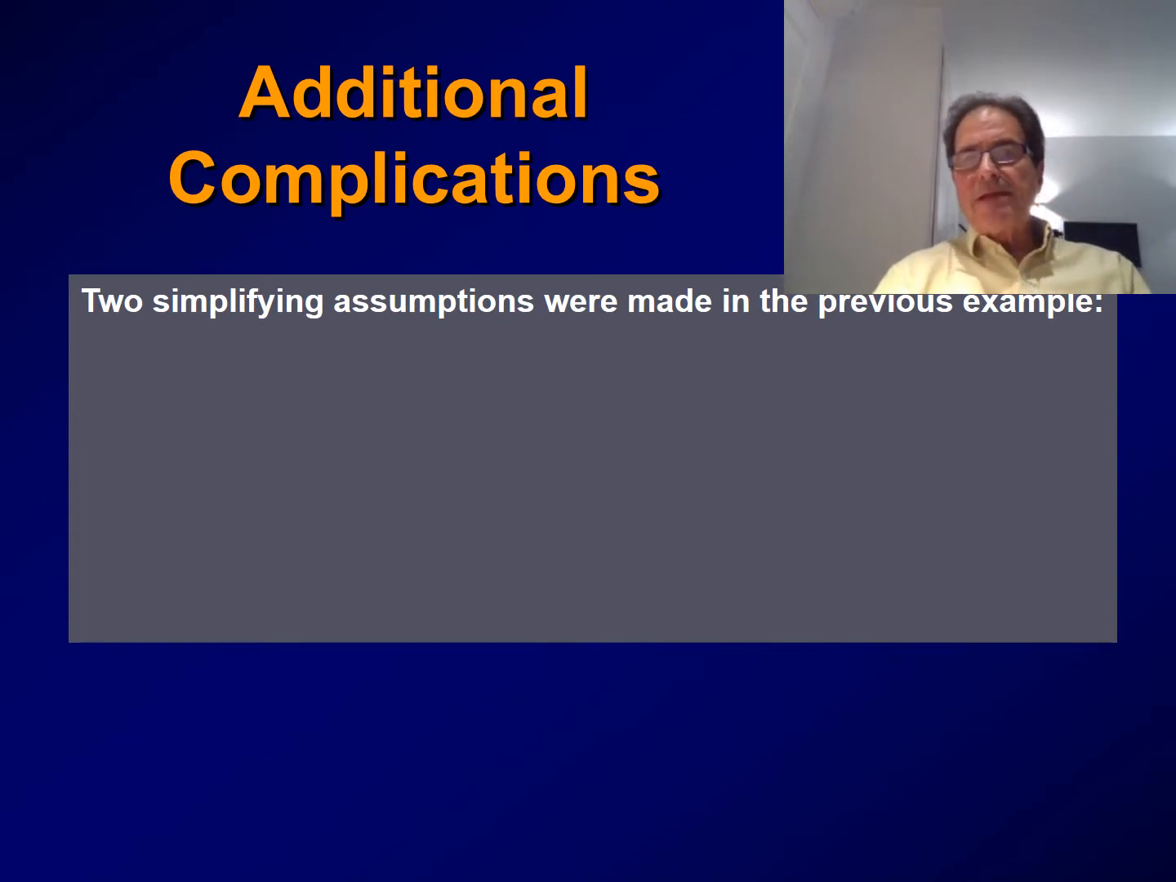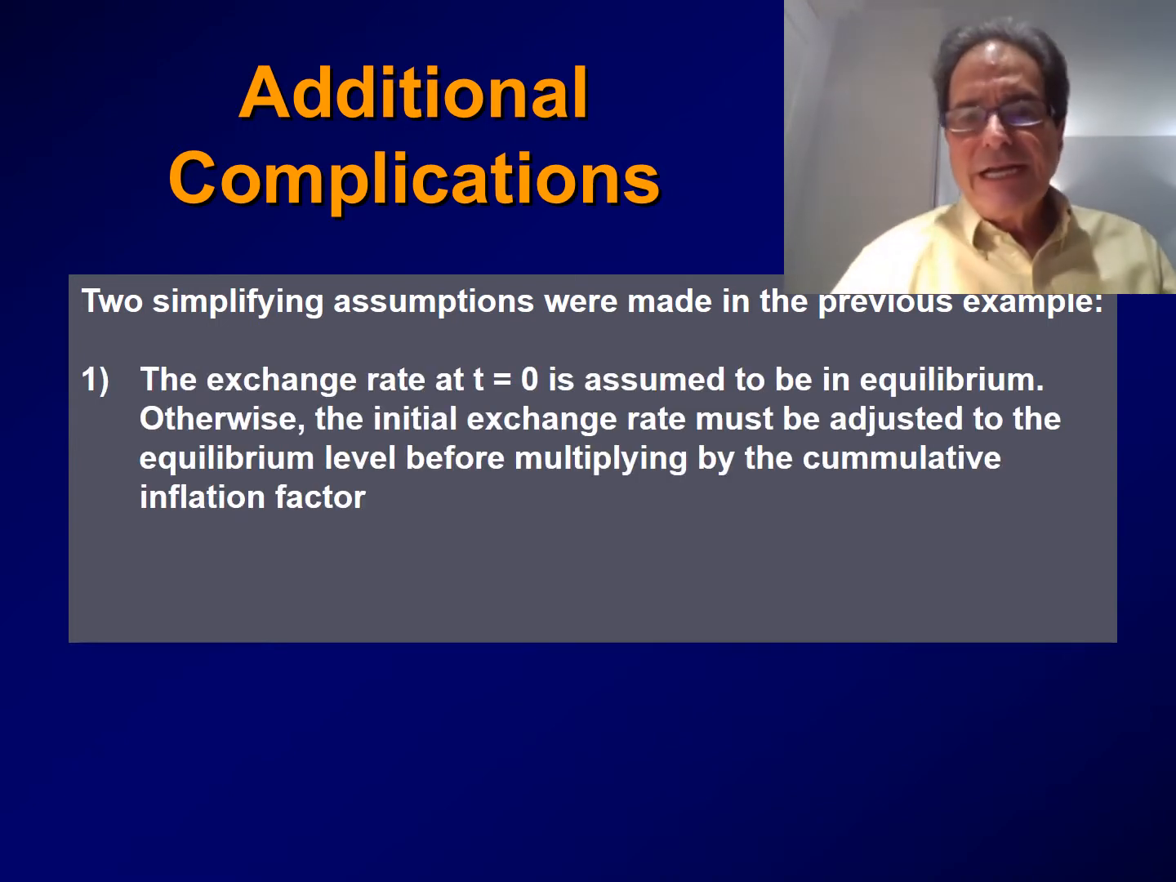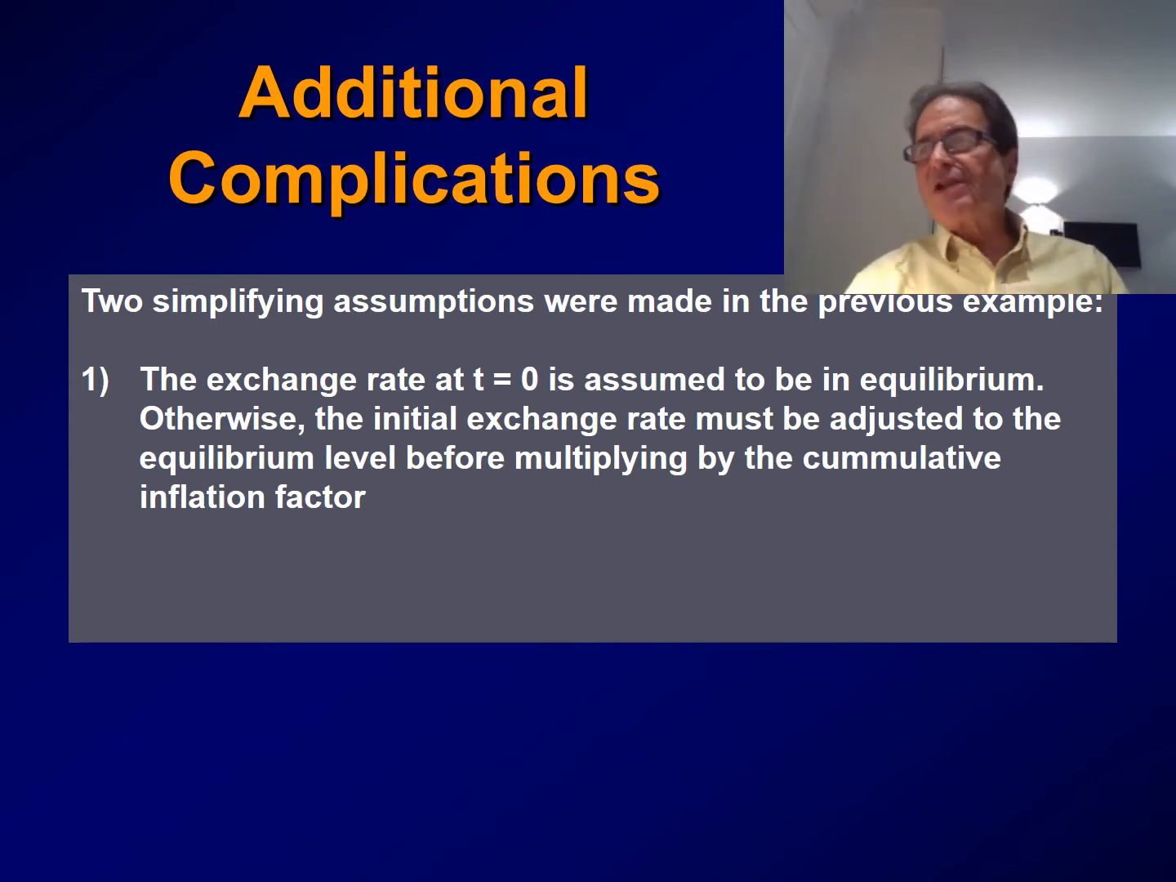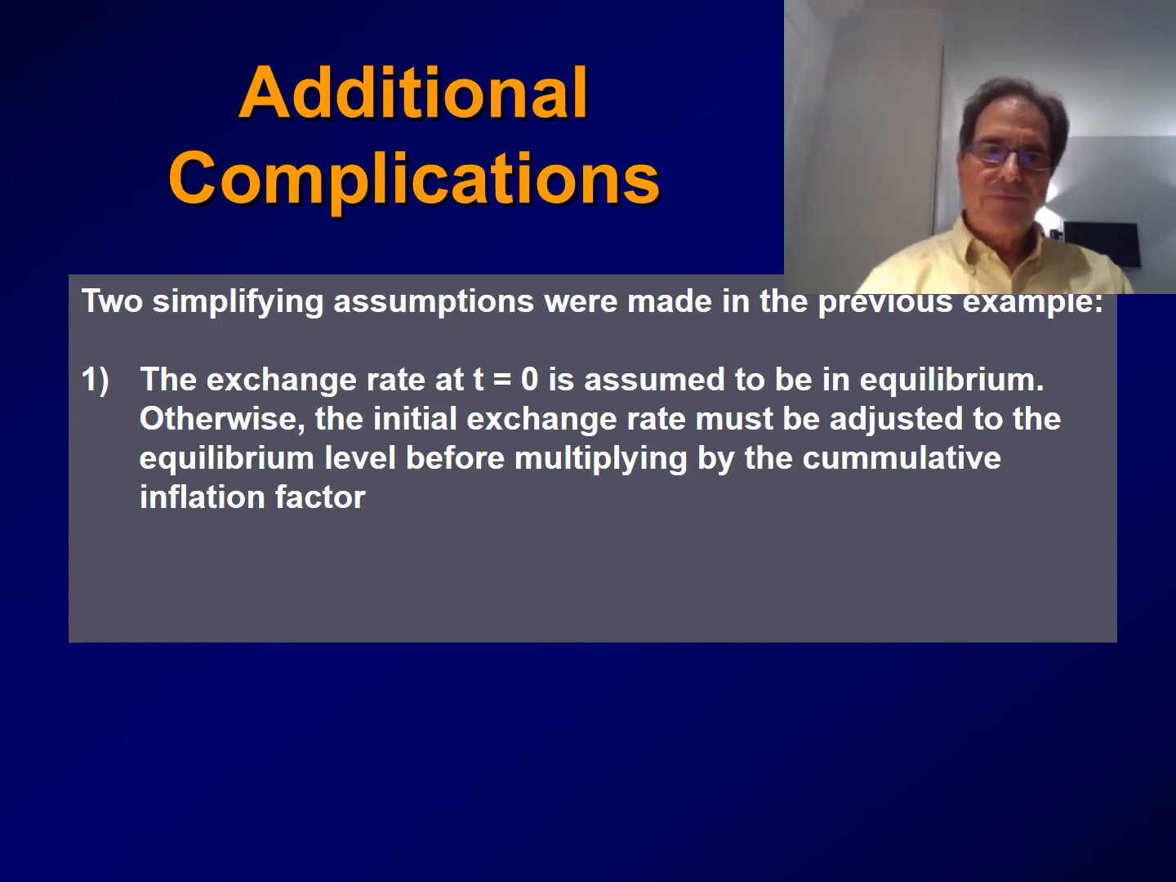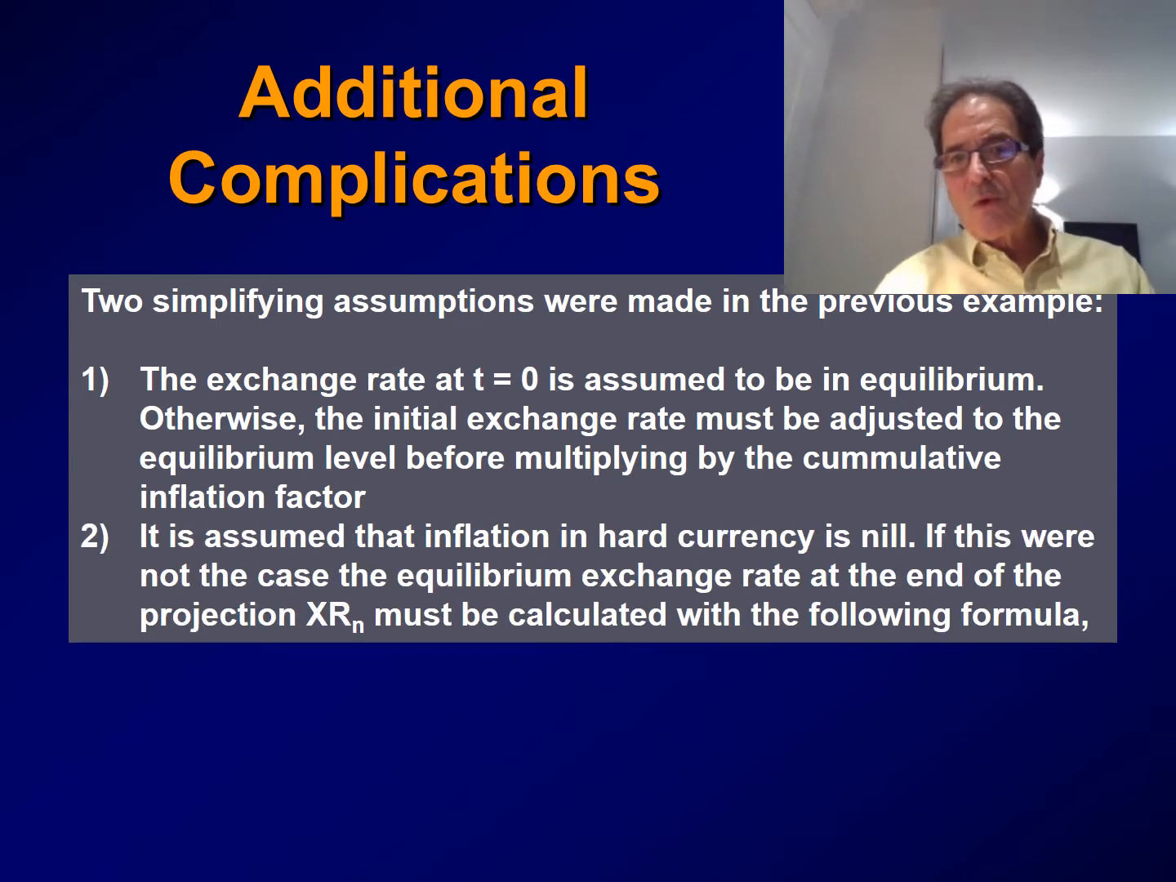In this example, we made two simplified assumptions that we didn't announce in an explicit way. First, that the exchange rate at T0 was in equilibrium. This exchange rate of 10 at the beginning, that it was in equilibrium. Well, if this were not the case, the initial exchange rate must be adjusted to the equilibrium level at time 0 before multiplying that exchange rate by the cumulative inflation factor. And the other assumption was that the inflation in hard currency was 0 over the 10 years.